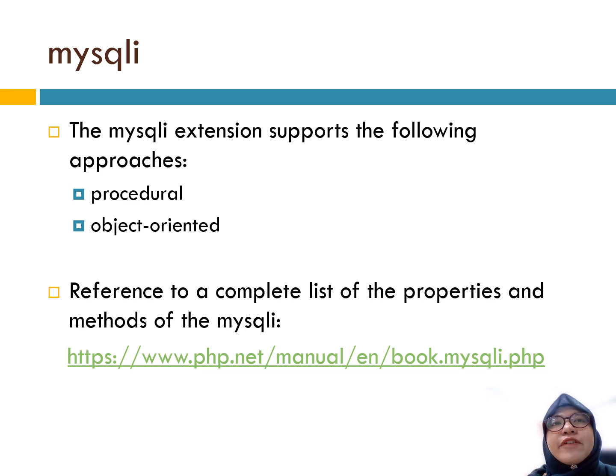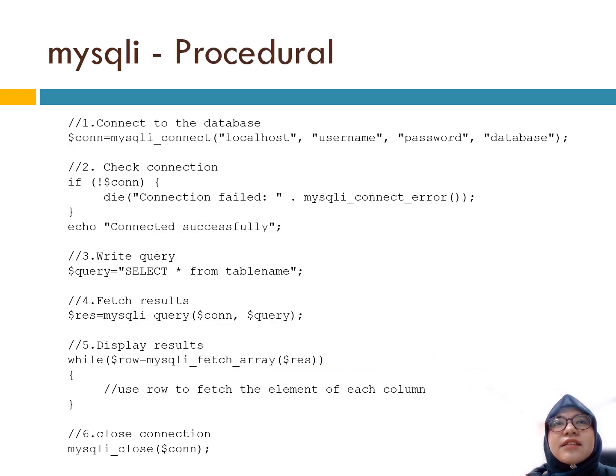Okay, you may refer to the link here for the properties and methods of MySQLi. MySQLi supports both procedural and object-oriented styles. This is how they do the connection. As I mentioned in the previous class, this is localhost. If you have a username and password, you have to state the username and password and the database that you are connected to. Okay, this one you have to be particular, because if you make a mistake, you won't get a connection. So if successful, it will echo successfully. And then which table you want to write a query for, which results you want to fetch, how they display the result, and the last one, close connection.